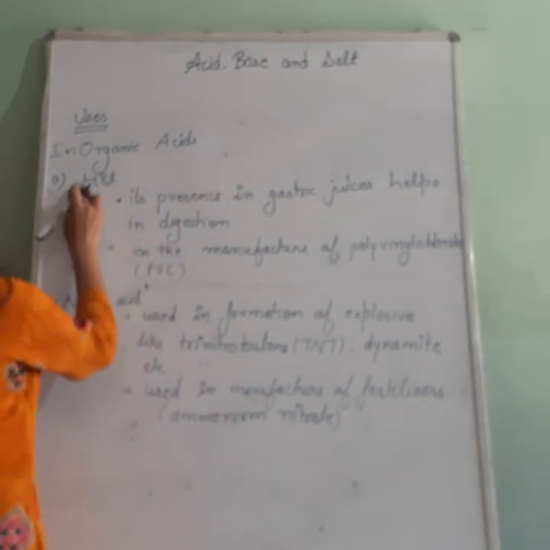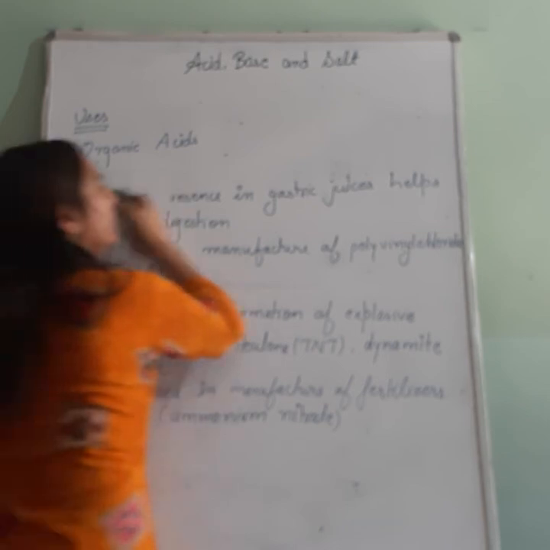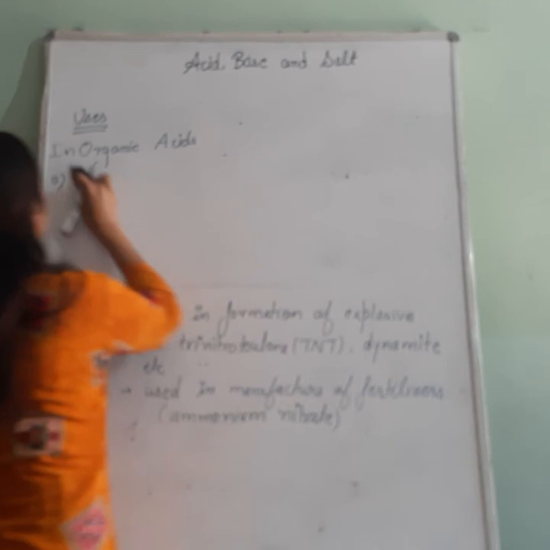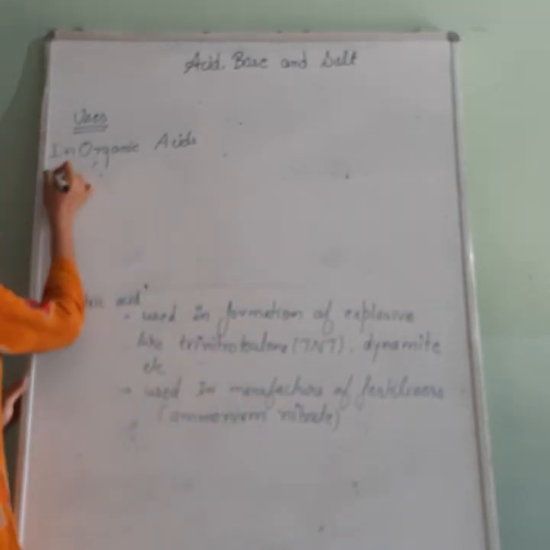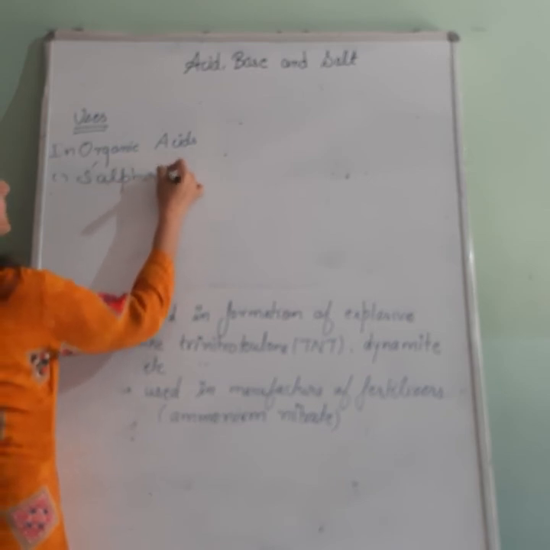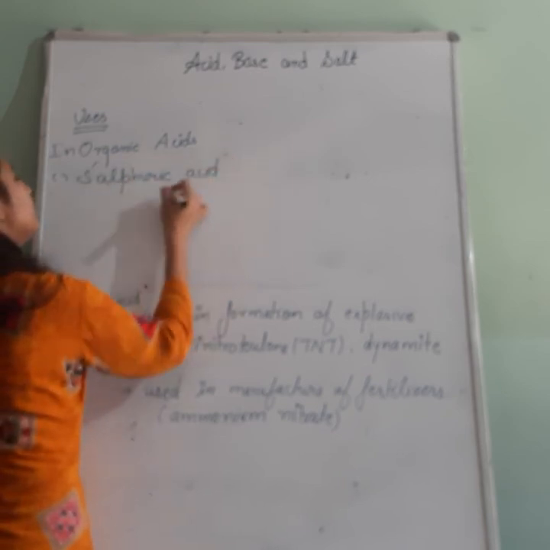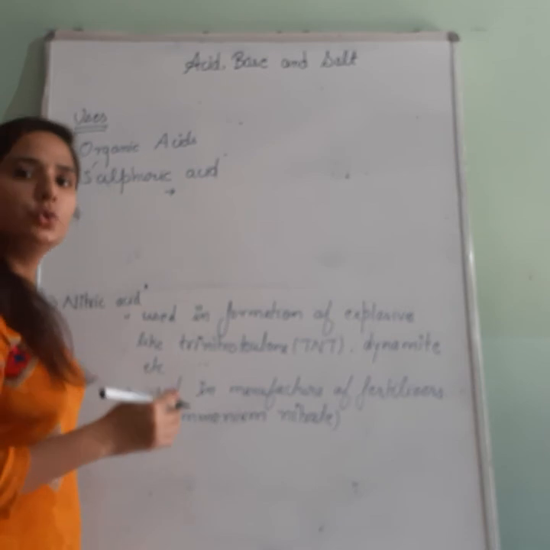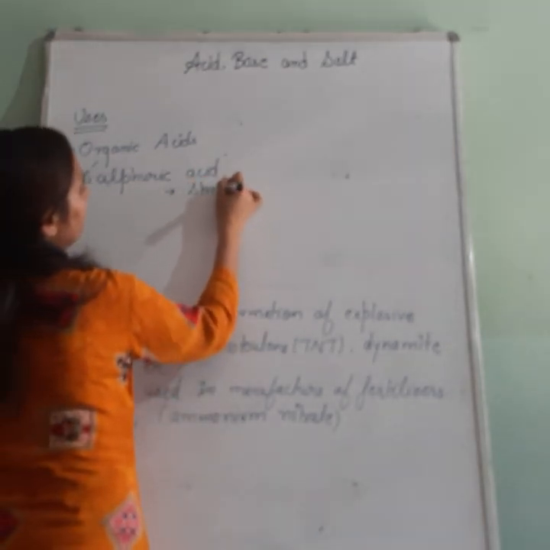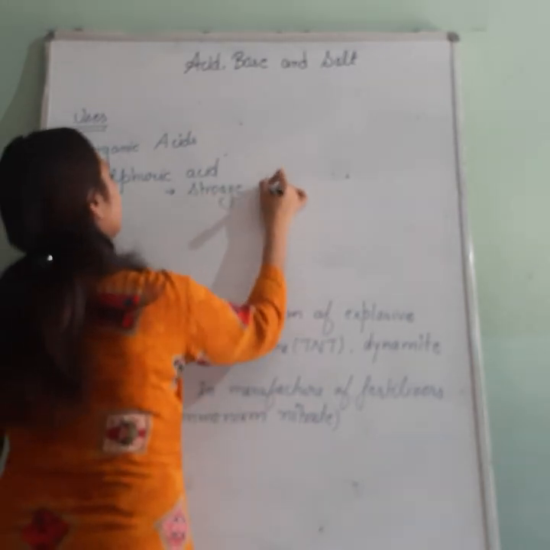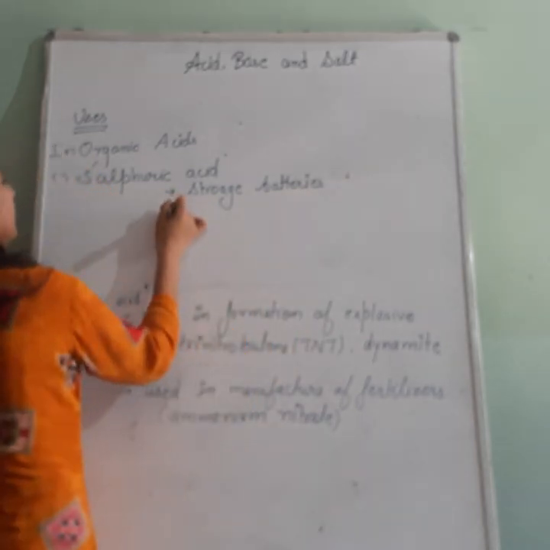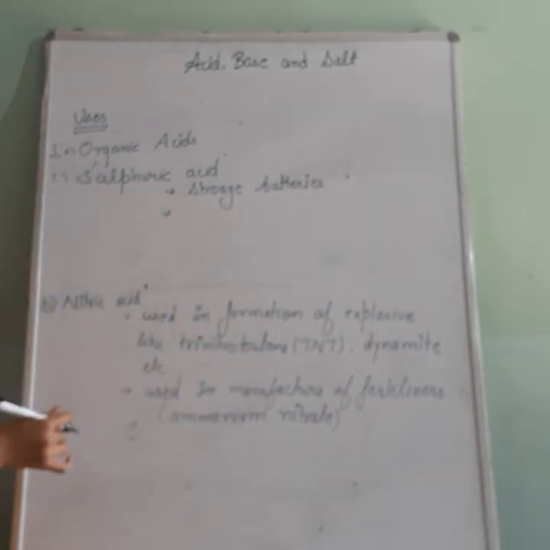Next inorganic acid is H2SO4, sulfuric acid. First one, sulfuric acid is used in storage batteries.